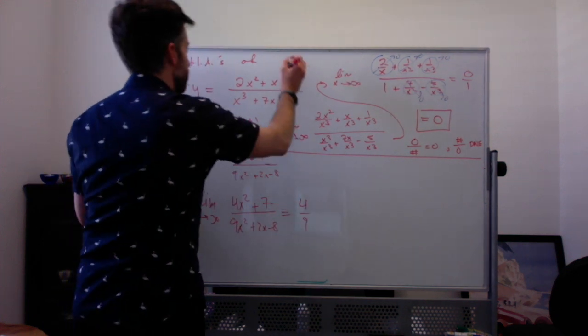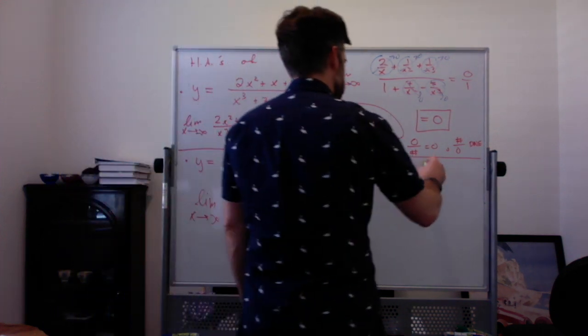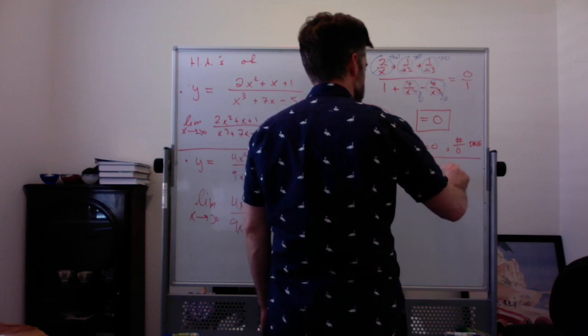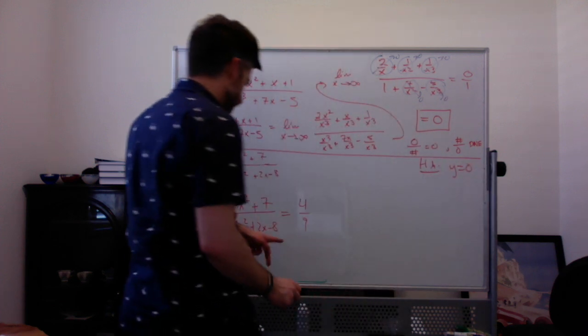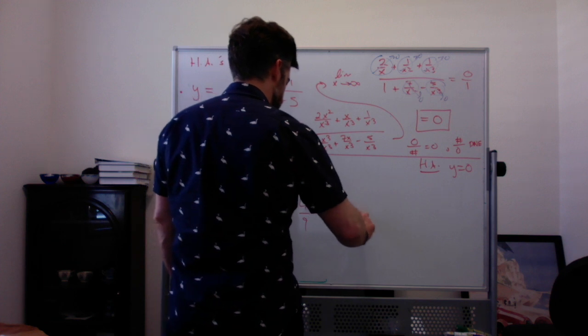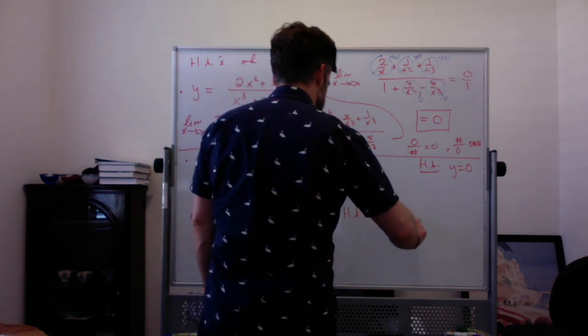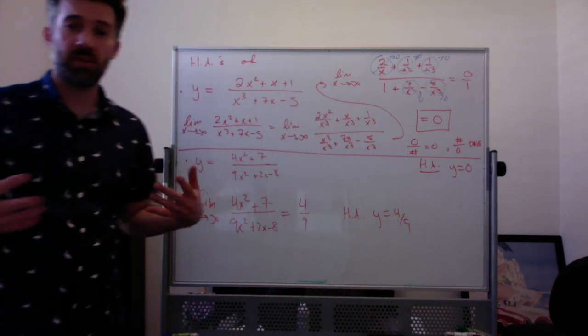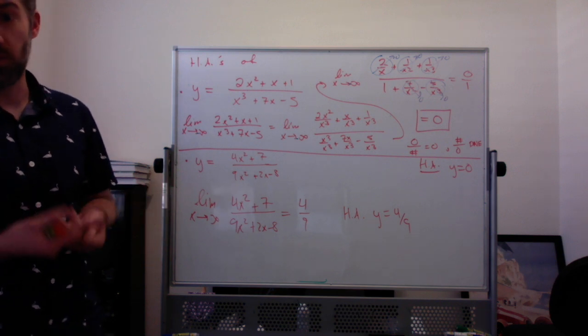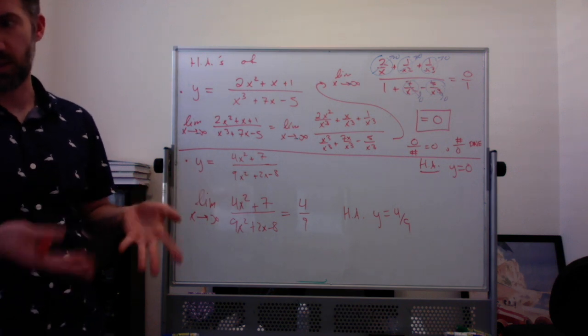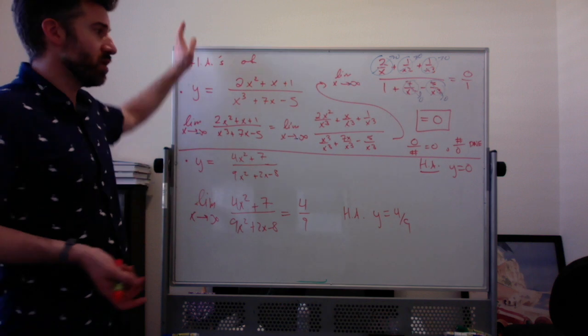So what this means is for this first one over here, the horizontal asymptote is y equals 0. For the second one, the horizontal asymptote is y equals 4 ninths. So whenever you find the limit to infinity, if it is a real number, so not infinity, not does not exist, if it's a real number, that's what the horizontal asymptote is.